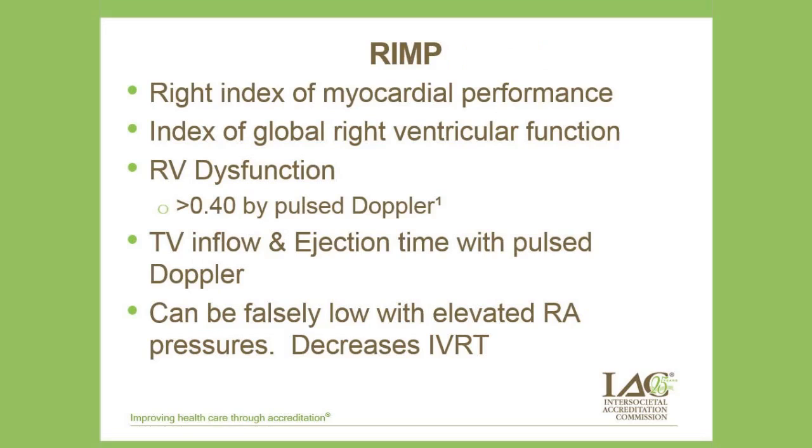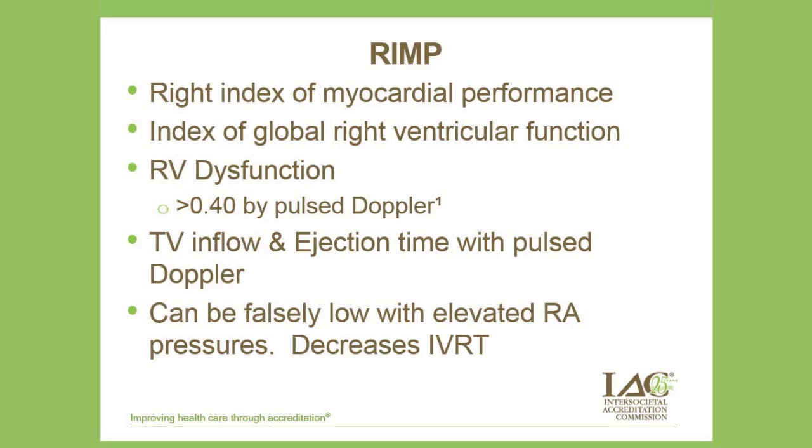Okay. So RIMP is going to be the next measurement we talk about, and probably some of you have done LIMPs, and so now we're going to talk about RIMPs. And RIMP is just the right index of myocardial performance. So it's an index of global right ventricular function, okay? So RV dysfunction in these people would be a RIMP of greater than 0.40, and that's done with pulse Doppler because you can do this with tissue Doppler as well.